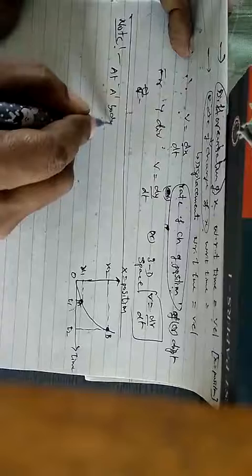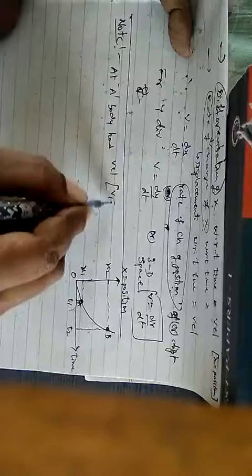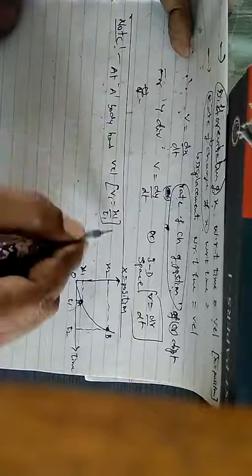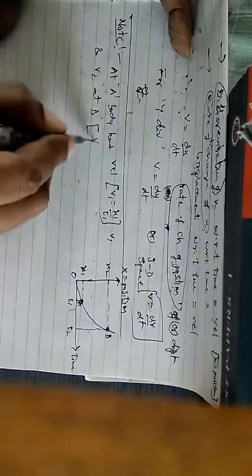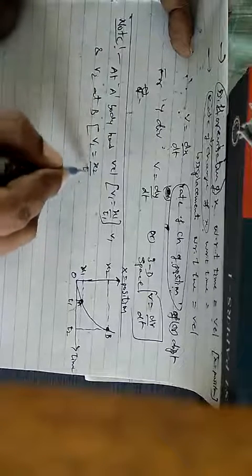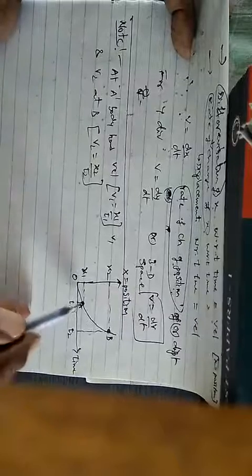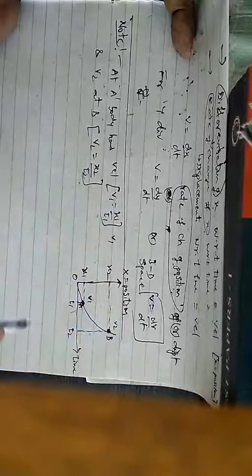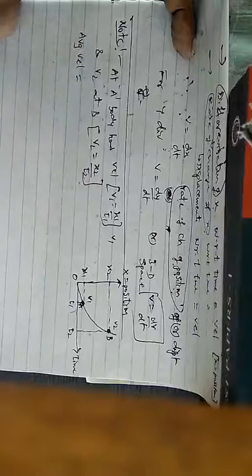Now, see, at A this body has velocity v1, given by x1 by t1. The body has velocity v2 at B, so v2 is equal to x2 by t2. At A the velocity is v1. At B the velocity is v2.